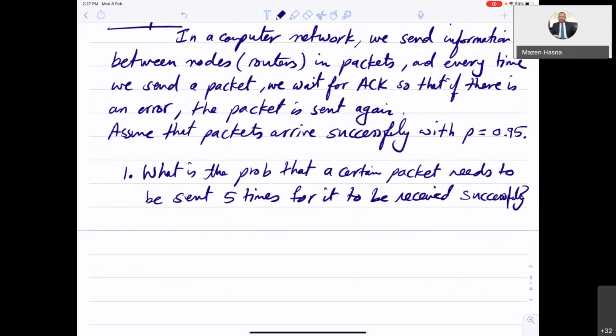So I'm sending this bucket. Every time I send a bucket, I wait for an acknowledgement from the receiver. If the acknowledgement tells me it's good, then I will move to the second bucket and send it. If it's good, move to the third bucket. However, if the acknowledgement tells me there was an error, I will send the bucket again and wait again for acknowledgement. If there's an error, I will send for 3 times or 4 times or 5 times. Of course, we will not do this forever.